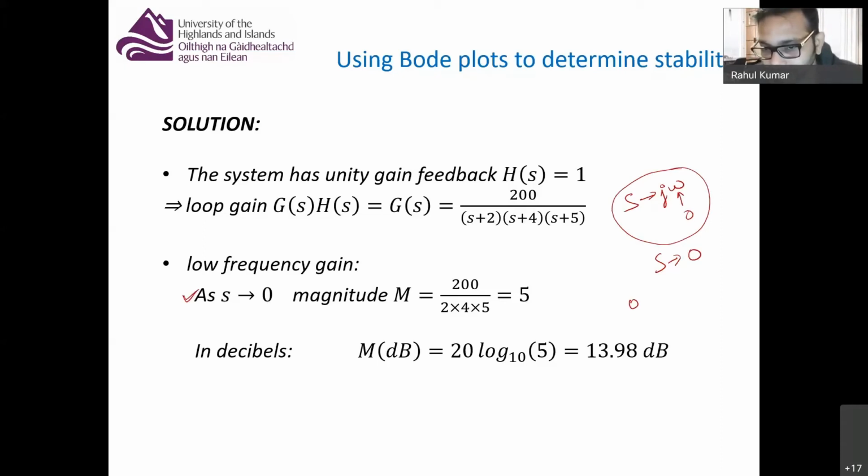So if I replace s with 0, all these terms will become 0, right? So I will end up getting 200 divided by 2 multiplied by 4 multiplied by 5. If I solve that, I'll end up getting 5. Now again I have to convert it into decibels, right? So I have used this formula, and finally I get 13.98 dB. So this is going to be my starting point.